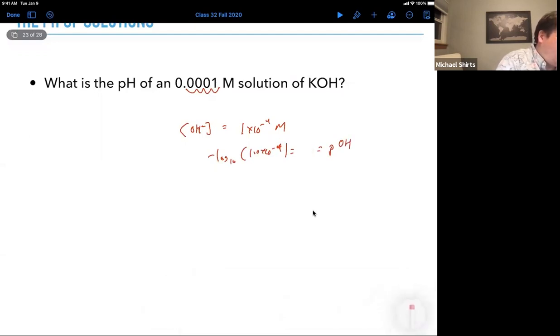That's a weird 4. That's our pOH. So the pH is going to be 14 minus 4 equals 10.